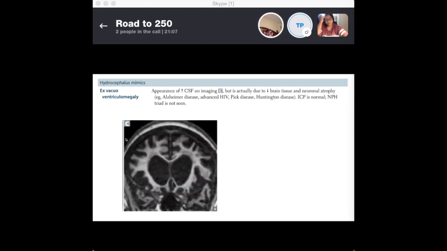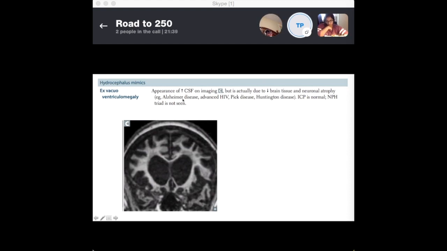The last of the hydrocephalus is going to be one that mimics hydrocephalus. This is called ex vacuo ventriculomegaly, or hydrocephalus ex vacuo. This occurs in areas of previous brain damage. So brain tissue is resorbed and replaced with CSF, but it's not symptomatic. But you will see very dilated ventricles and extensive cortical atrophy.